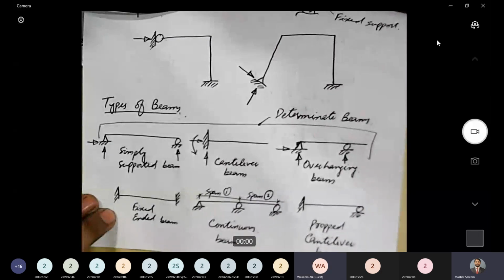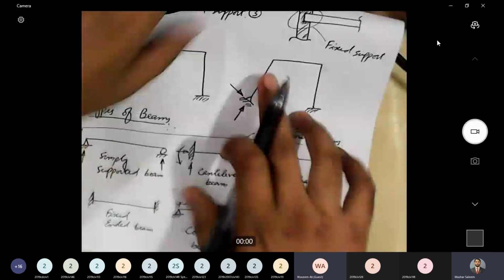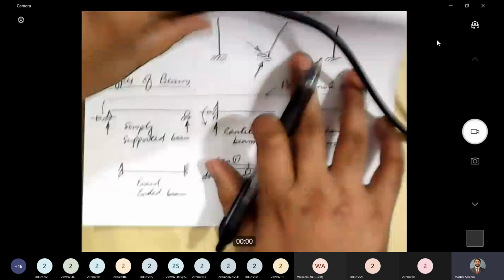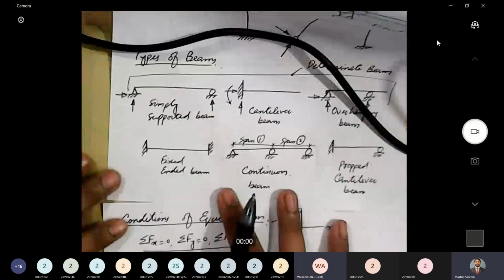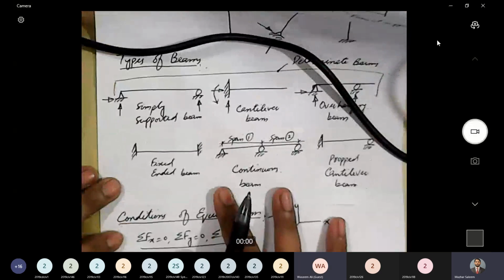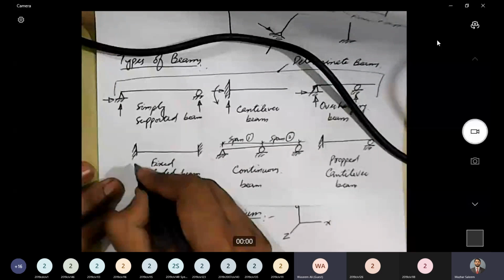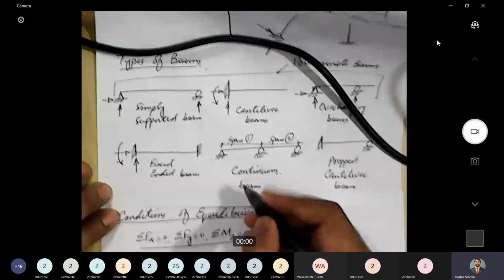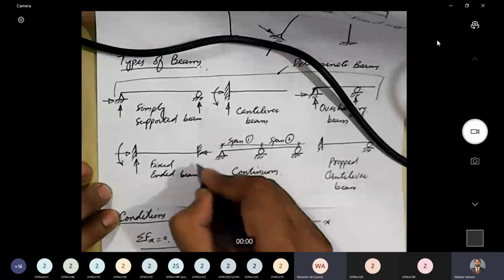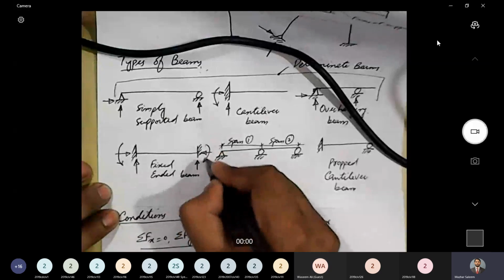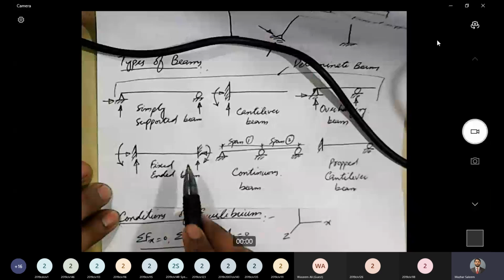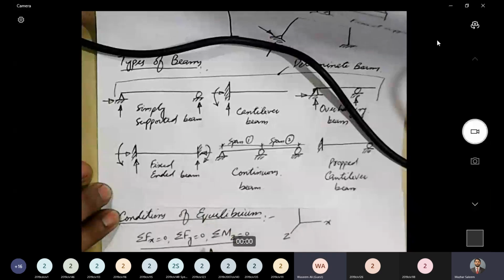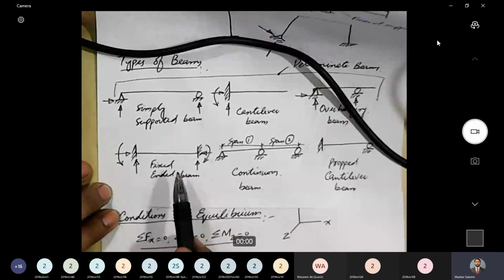Now let's move to the next 3 examples, the next 3 types. Fixed ended beam. Let's count the reactions. 1, 2, 3, 4, 5, 6. So there are 6 reactions and there are 3 equations. Can we solve this system? No, sir. So this is an indeterminate beam.